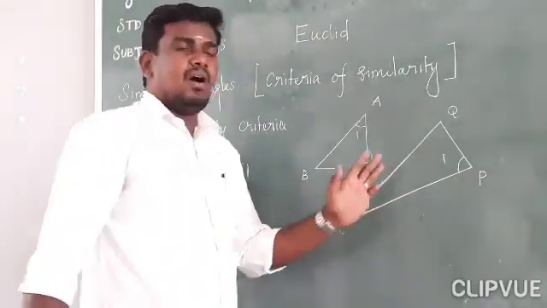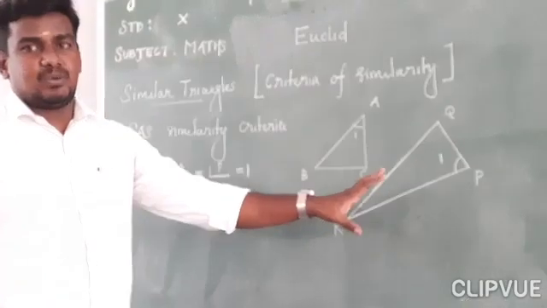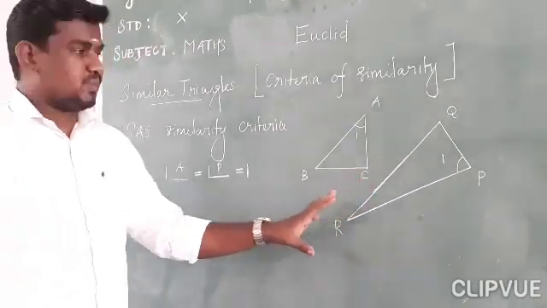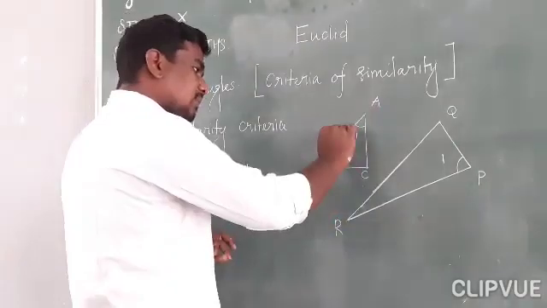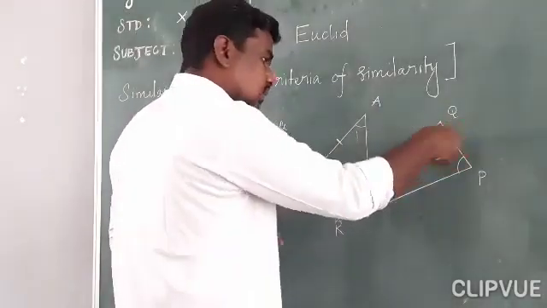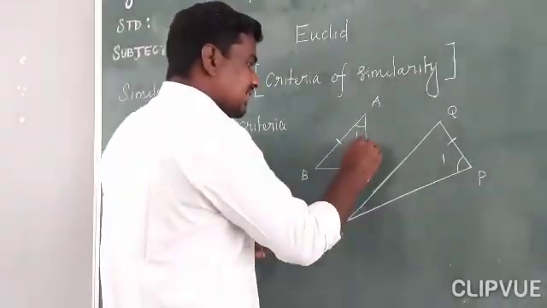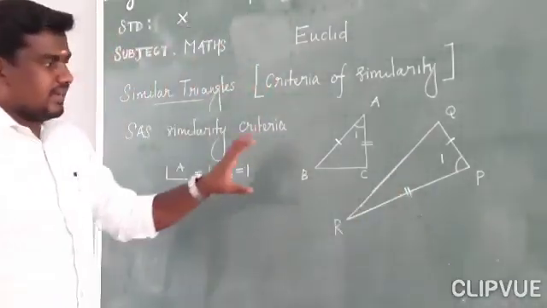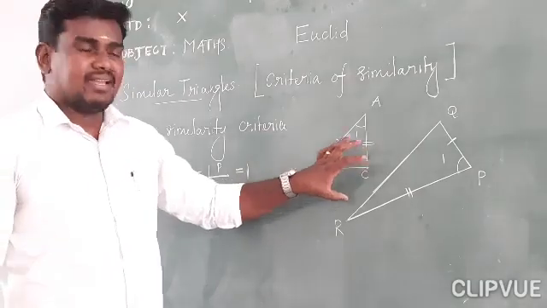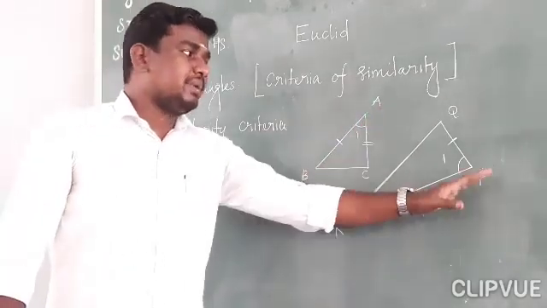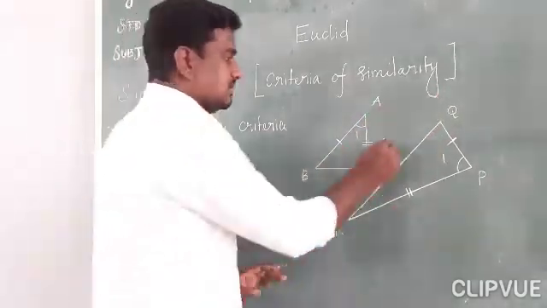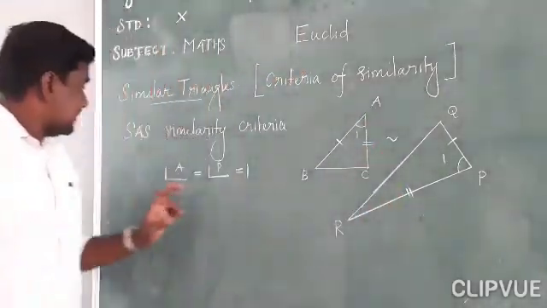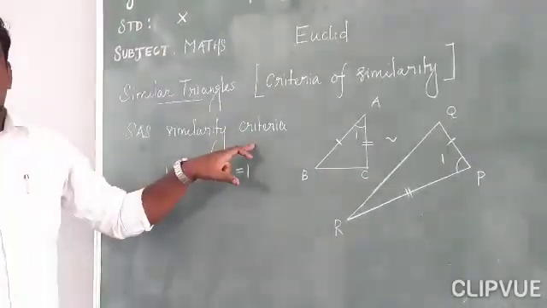The sides are proportional. It means corresponding sides are proportional. You know very well this AB corresponds to this PQ as well as this AC corresponds to PR. Okay. If it satisfies this condition, we can say that two triangles ABC and PQR are similar. This is called the side angle side similarity criteria.